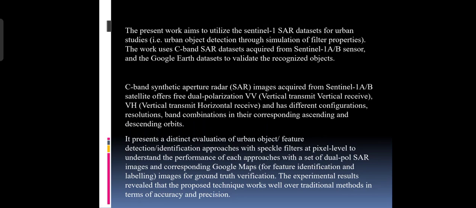objects. The C-band synthetic aperture radar images acquired from the Sentinel-1A/B satellites offer free dual polarization: vertical transmit, vertical receive, and vertical transmit, horizontal receive are the different configurations, resolutions and band combinations in their corresponding ascending and descending orbits. It presents a distinct evaluation of urban and non-urban features, detection and identification approaches with spectral filters at pixel level to understand the performance of each approach. Each approach is tested with a set of dual-pol SAR images and corresponding Google Map imagery for the ground truth verification. The experiment results revealed that the proposed technique works well over the traditional methods in terms of accuracy and precision.